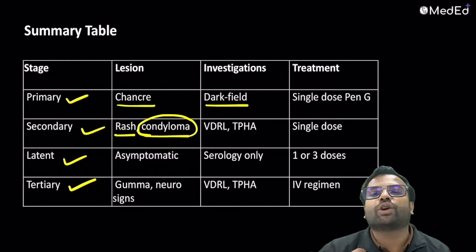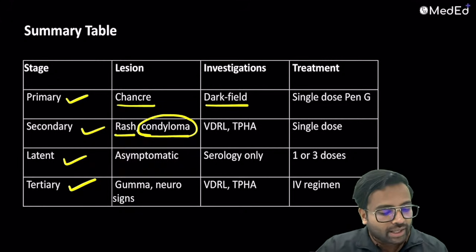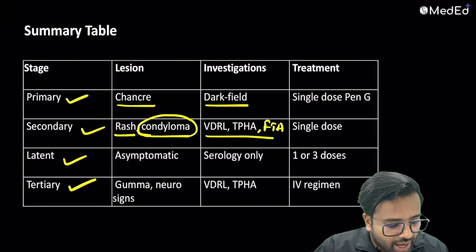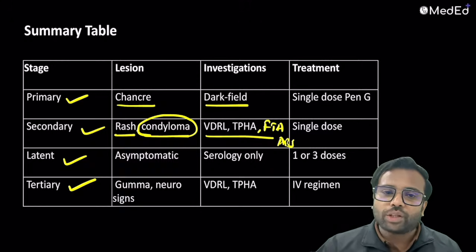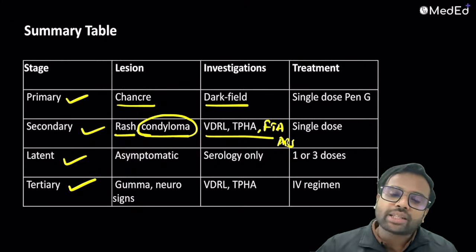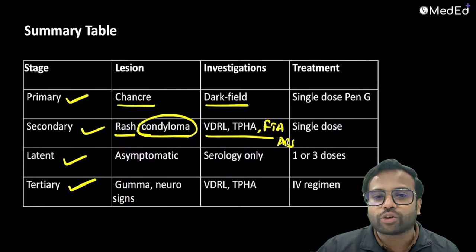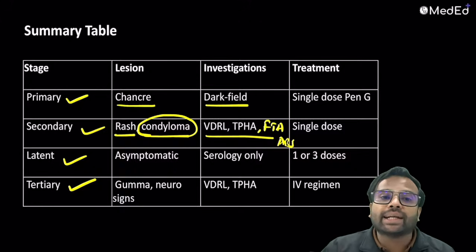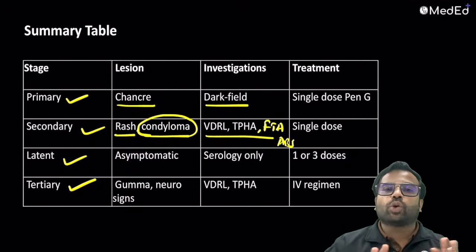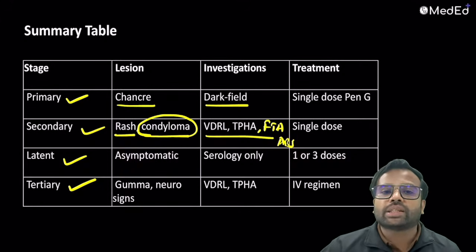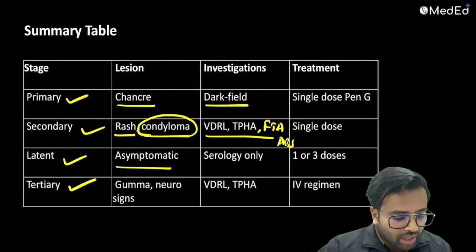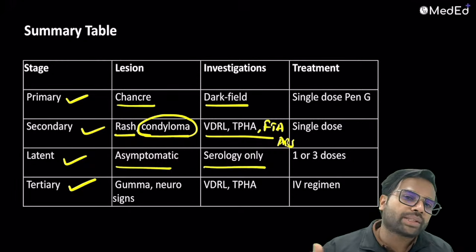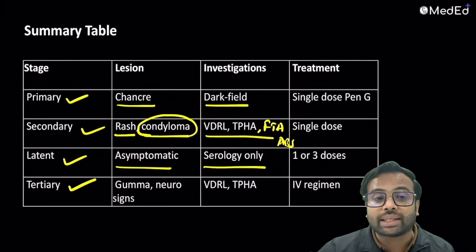Otherwise, our investigation of choice in secondary syphilis can be VDRL, TPHA or FTA-ABS, which is going to be a serological investigation. In this case also, you can go for a single dose of benzathine penicillin. Now talking about latent syphilis. In latent syphilis the patient will not have any symptoms, there are only antibodies in the blood, so it is asymptomatic. But again, you have to go for treatment. You can give the same treatment, that is going to be benzathine penicillin.